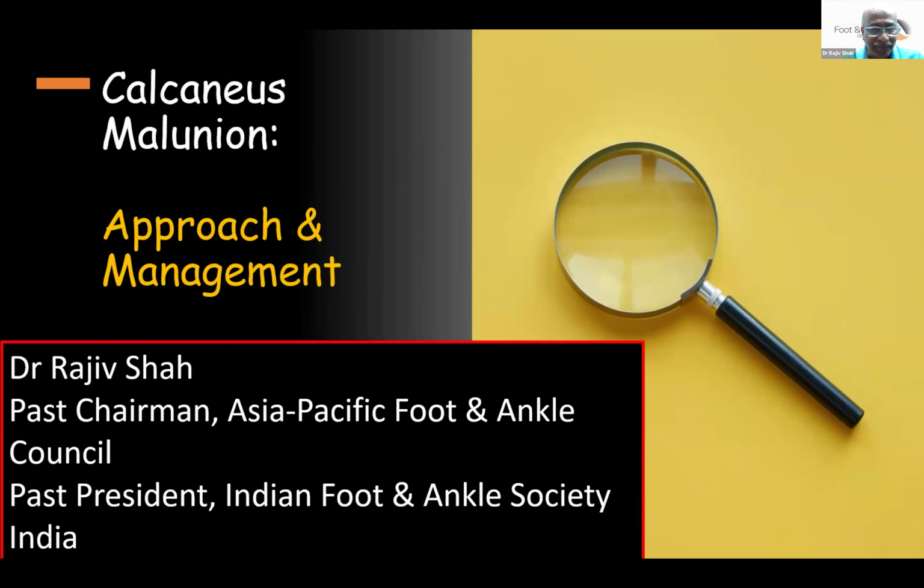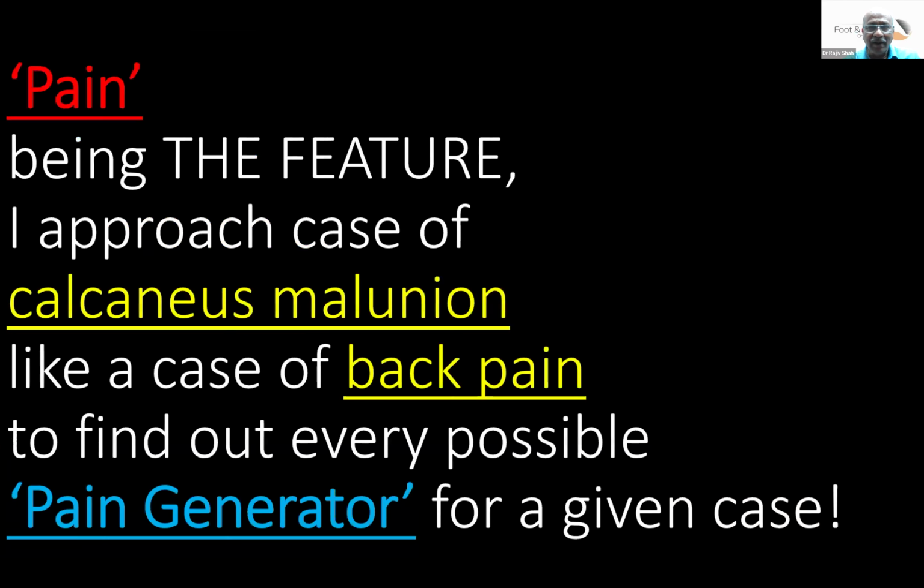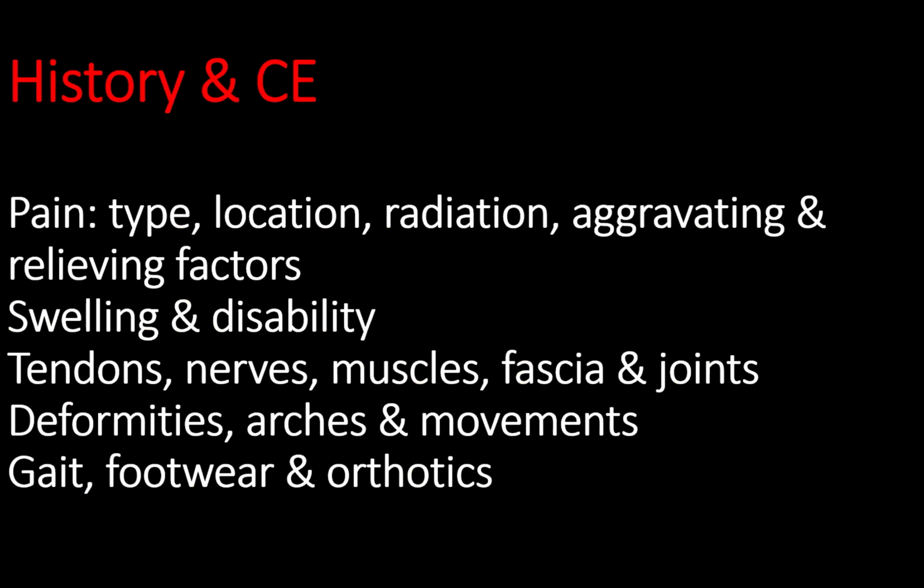I represent India. I was a past president of the Indian Foot and Ankle Society and the first foot and ankle surgeon of India. When pain is the feature, I approach a case of calcaneus malunion like a case of back pain, to find out every possible pain generator for a given case. In history and clinical examination, you look for the type of the pain, location, radiation, aggravating and relieving factors. Look at the swelling, disability. Look at tendon, nerves, muscles, fascia, joints, deformity, arches, and movements. And obviously, don't forget to look at the gait, footwear, and orthotics.